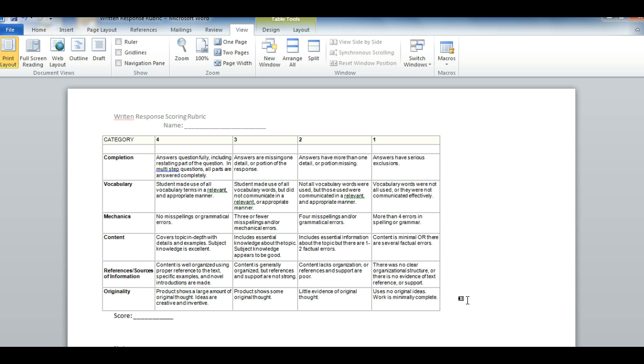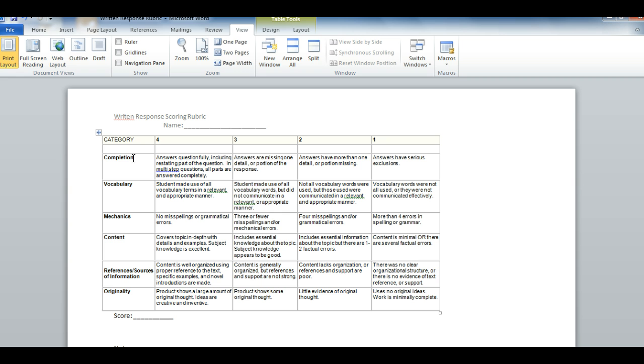Okay, so when I'm looking at your rubric, I'm looking to see 4s, okay? And when you're doing your answers, you should aim for 4s. That's the highest mark you can get. So, completion of the assignment. Did you do the whole assignment is what I'm looking for here, okay?